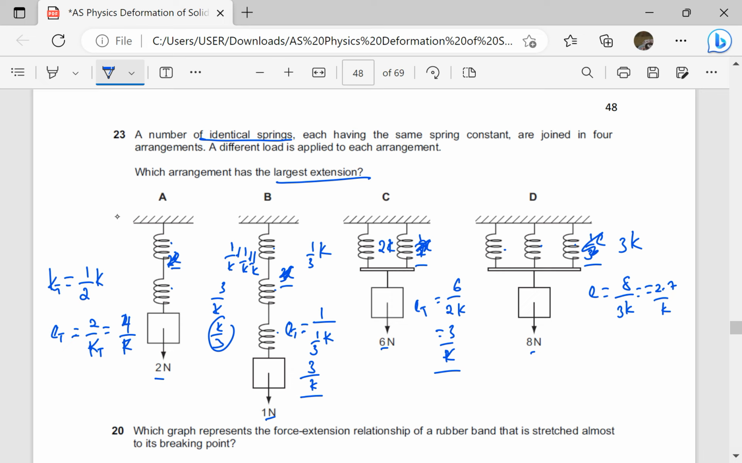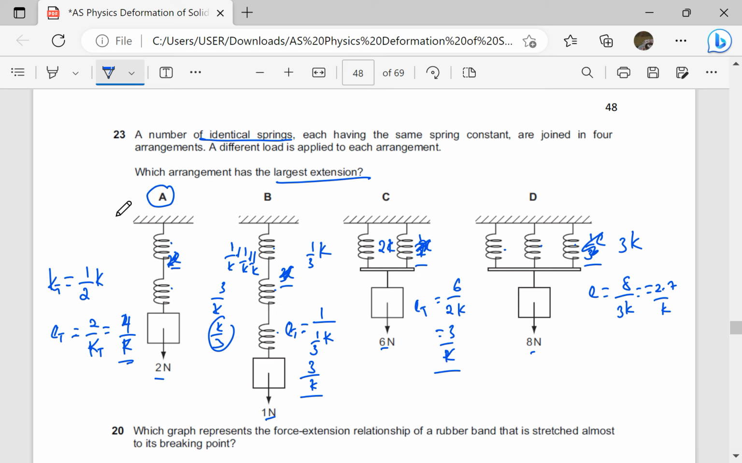So my calculation is showing that the largest extension is actually going to be got from A. The largest extension is going to be got from A because a different load is applied to each arrangement. And we notice that the total constant can be obtained from the reciprocals. Here in the first case, we got 2 divided by a half of K, so the 2 goes up, so it becomes 4 over K.